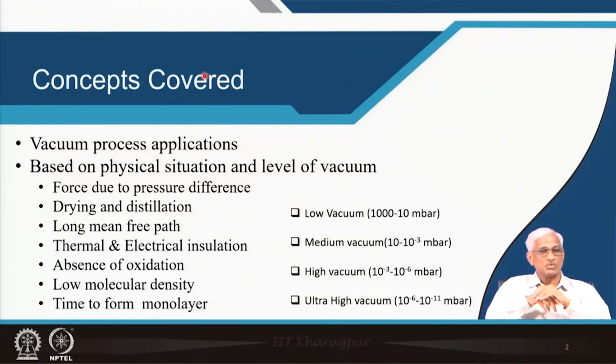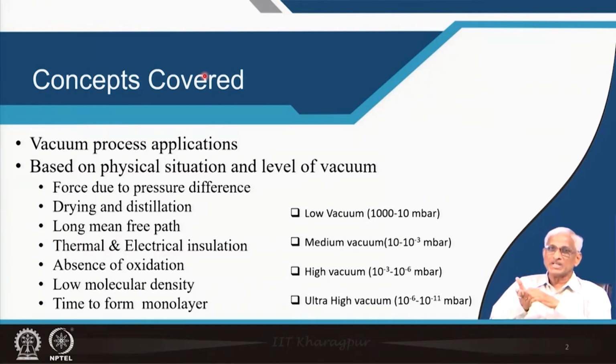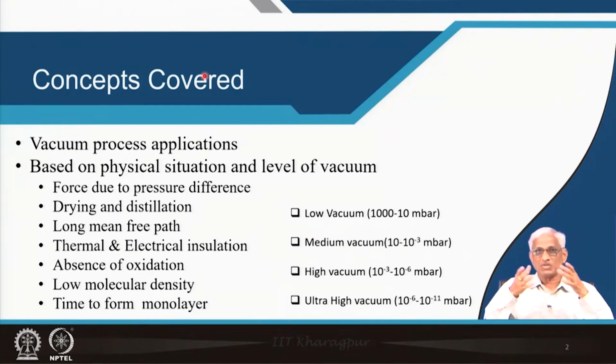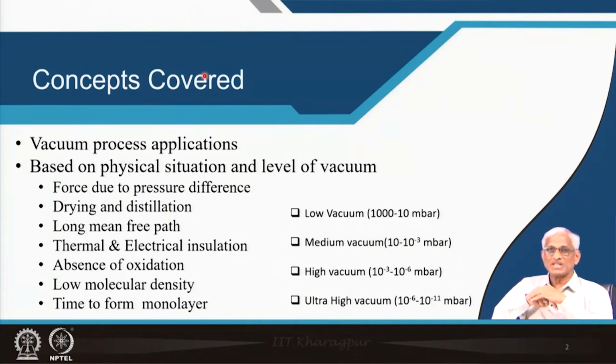As I already told you several times, there are some applications where only low vacuum is good enough. Low vacuum means high pressure, that is 1000 to 10 millibar. Then medium vacuum is 10 to 10 power minus 3 millibar. This we have covered in the second lecture, where we have classified vacuum ranges. High vacuum is 10 power minus 3 to 10 power minus 6 millibar, and ultra high vacuum is 10 power minus 6 to 10 power minus 11 millibar.